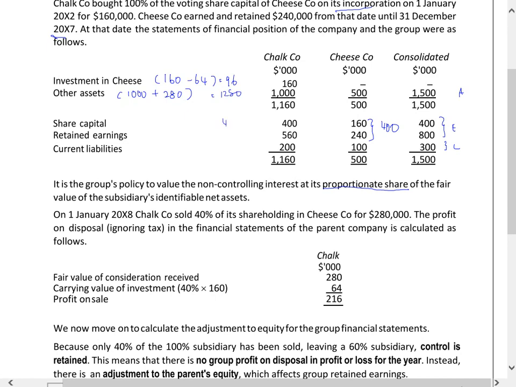This one becomes how much? Share capital. What happened to my retained earning? It was 560. Now we focus on the parent. Individual parent account. When I sell off the 40%, I will receive how much? 280.